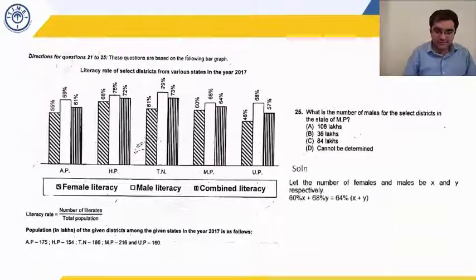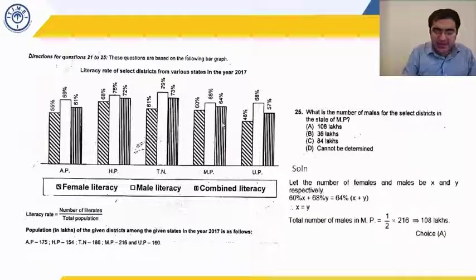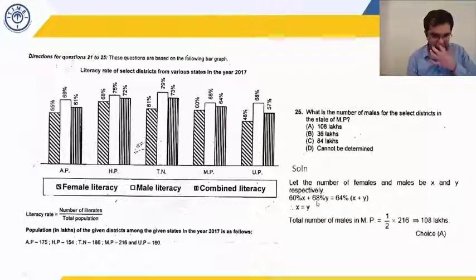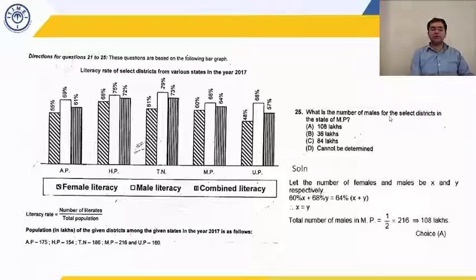Okay, let's solve. So let the number of females be X and males be Y for the state of MP. So over here, 60% of X plus 68% of Y should be equal to 64% of X plus Y. So you solve this to get X equal to Y. See, you will get 60X and 64X, so 4X, and 68Y and 64Y. So 4X equal to 4Y implies X equal to Y. That means the number of males would be half of 216, that is 108 lakhs.